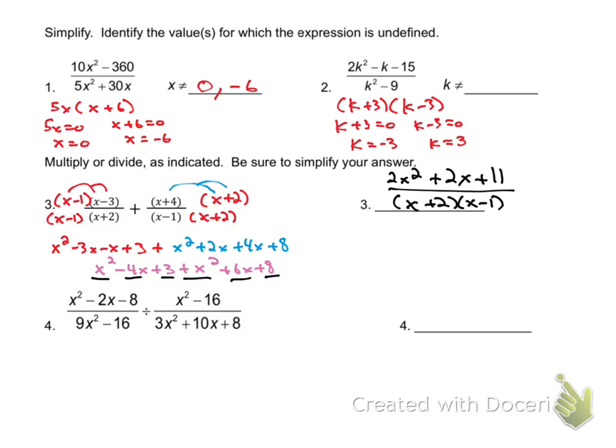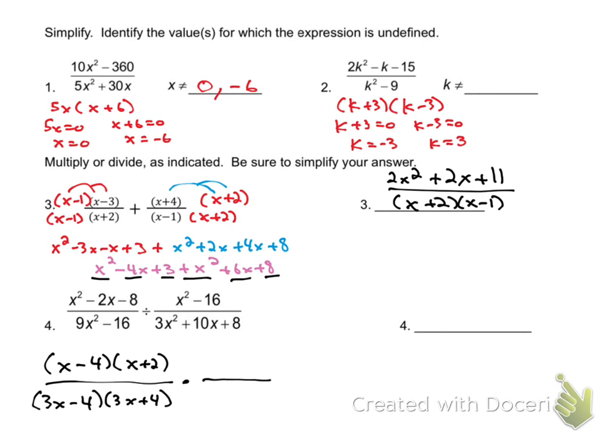Number 4, that will be x minus 4 times x plus 2 over, can take out, that's difference of squares. That'll be 3x minus 4, 3x plus 4, times the denominator. That will be x plus 4, x minus 4, difference of squares.